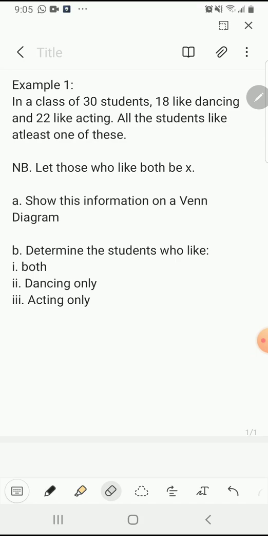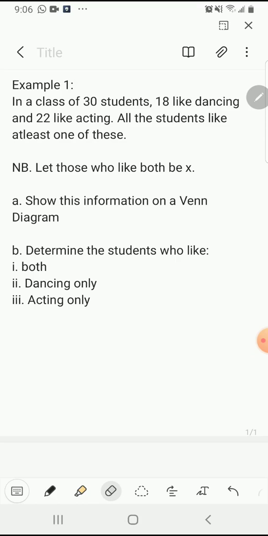It says, in a class of 30 students, 18 like dancing and 22 like acting. All the students like at least one of these. So therefore, this particular statement is saying that there is not a student out of the 30 students who doesn't like acting or dancing. So either they like acting or they like dancing.